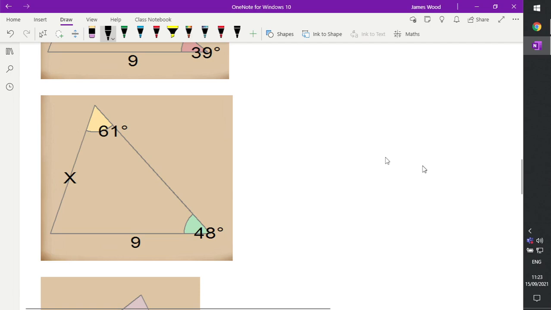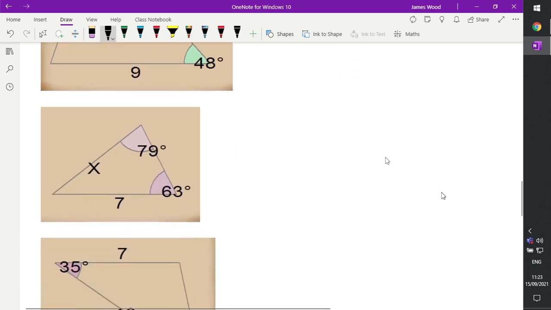This one I've got two angles and two sides, so again that's going to be the sine rule. I would set this one up as x over sine 48 equals 9 over sine 61, and then I could solve that. This one, I've got two angles and two sides, so again that's the sine rule. I could have x over sine 63 equals 7 over sine 79.